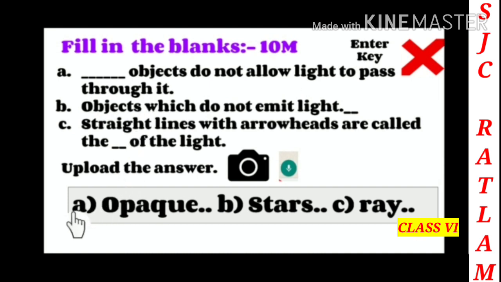So children, you have to put the option here, A bracket, then write the answer, whatever the answer is, and then you have to put 2 dots. Then again the next question, you can see objects which do not emit light. Again write B, put a bracket, write the answer, and then put the 2 dots. Then third question, C: straight lines with arrowheads are called dash of the light. Again put C bracket, children, write whatever the answer is, and then put 2 dots. Like that you have to complete all the 10 questions.